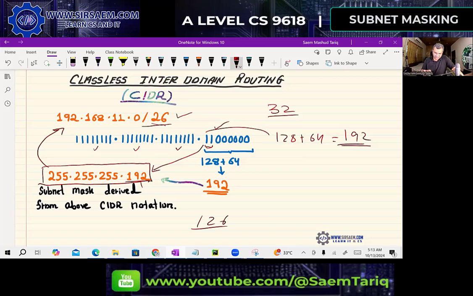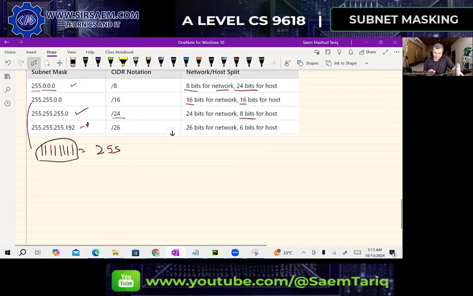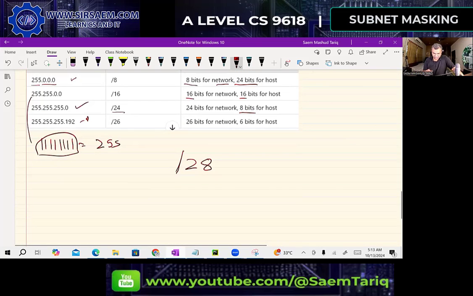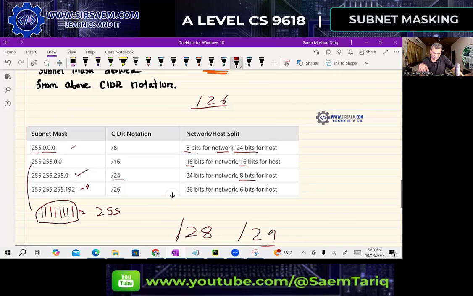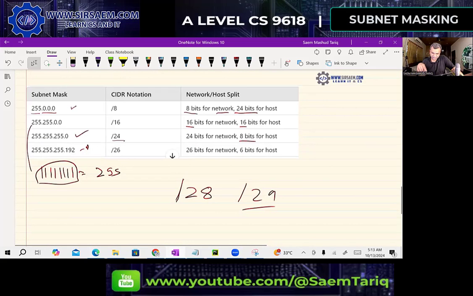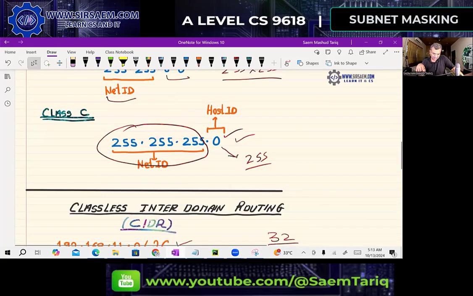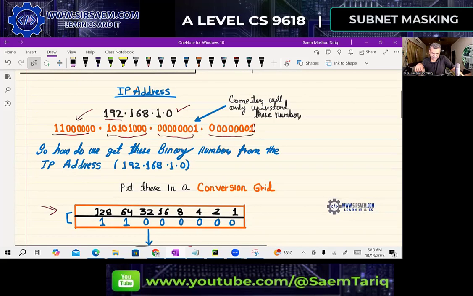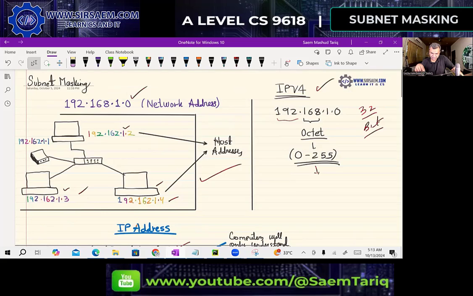You could try something on your own: try making a CIDR notation for this, convert it into a subnet mask and see what you get. Then you can try with 29 as well, experiment and see what you have. You can mention it in the comment box, where I can tell you the answer if you have any confusion. This is what we have for our A-level CS. Obviously, there's a lot more to it, but we don't really have to cover beyond this. I hope it's clear.